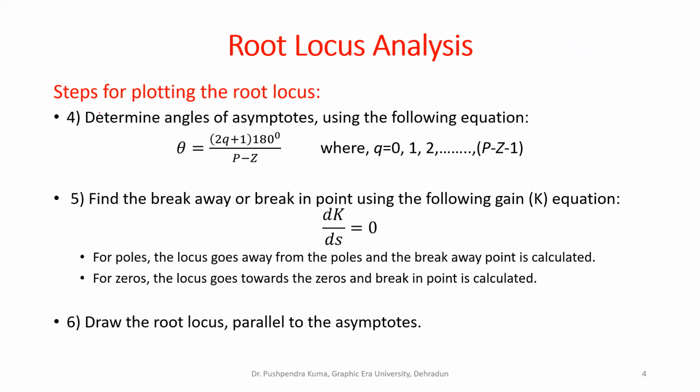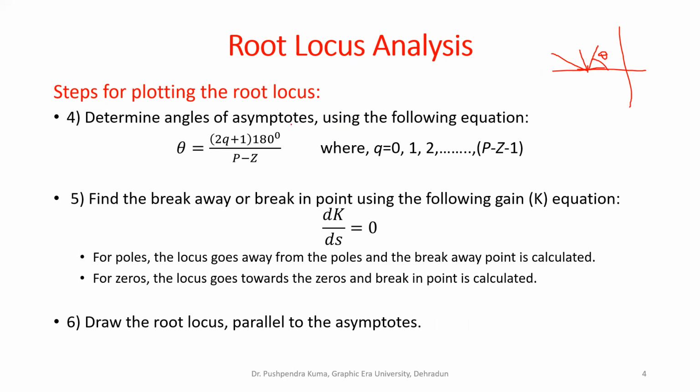Come to step 4. Once I got the centroid, I know the asymptotic lines will start from here, but I don't know at which angle the asymptotes will start. They will go like this, like this, like this. What is the angle? This theta. I need to know this theta.